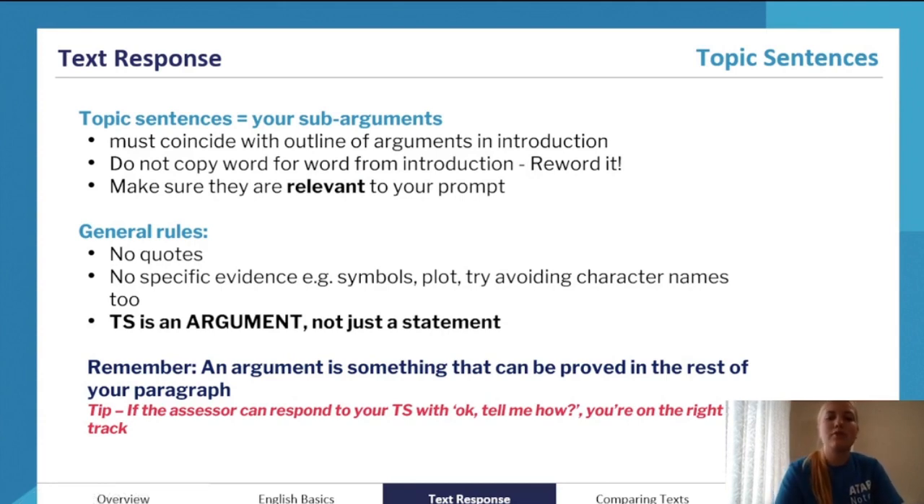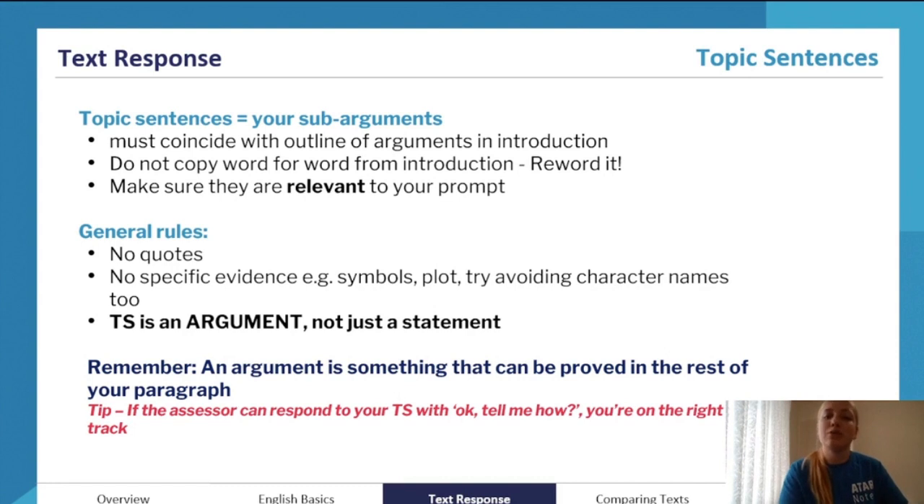So your topic sentences form your sub arguments as we discussed. That has to coincide with the outline of arguments or that extended contention that you do in your intro. All have to be reworded. Make sure it's not always just about using synonyms, because that's what a low level student can do. They can just use synonyms to reword it, but it's also about what are different ways I can express that idea, what are ways I can talk around that idea, potentially just using different words, a different statement.